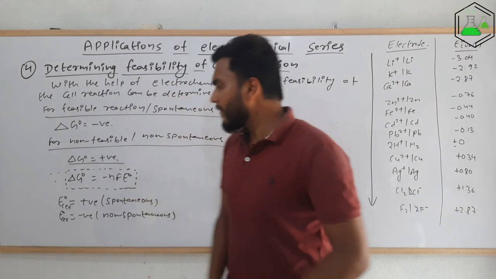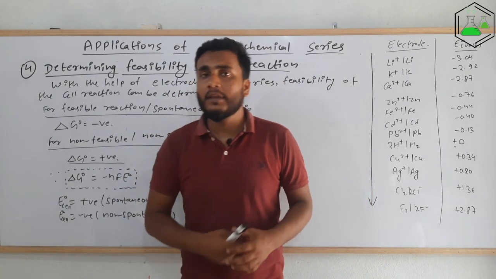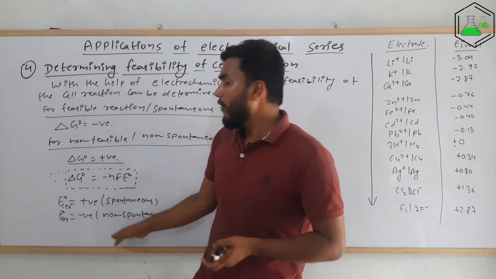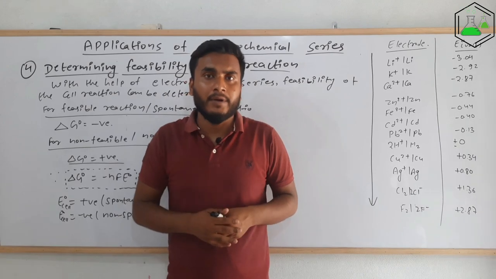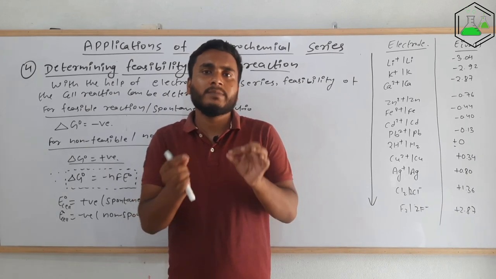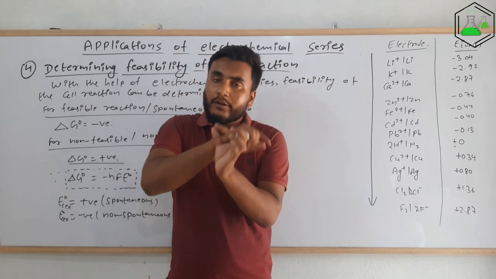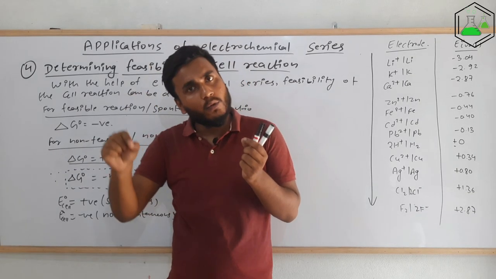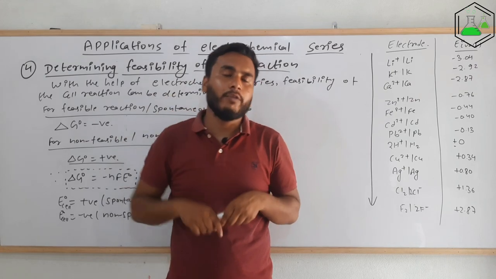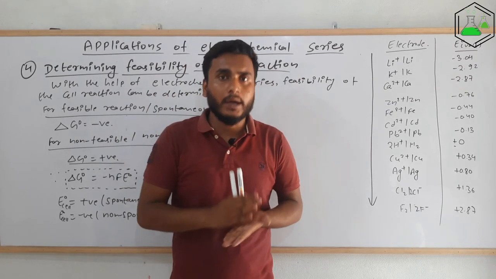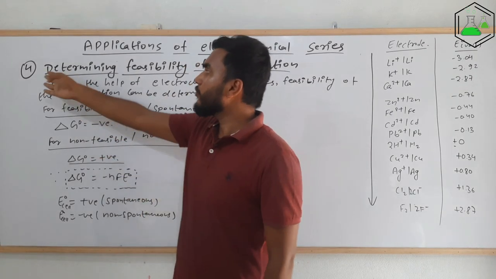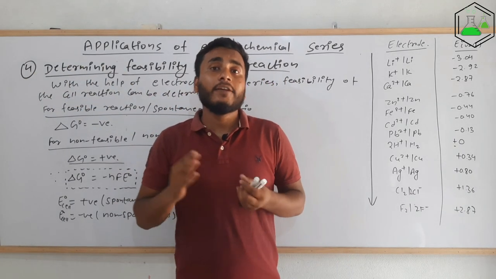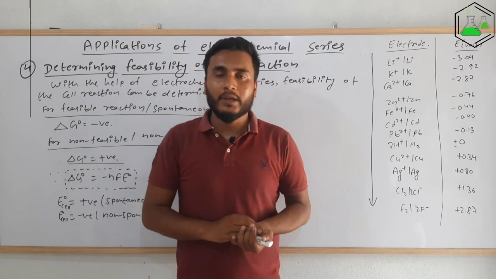And in case the value came to be negative, then obviously that cell would not work, because that would be a non-spontaneous or non-feasible reaction. We can make it work just by reversing the electrodes, that is, make the cathode the anode and the anode the cathode. If we do that, then it will start to work again. So now I hope you understood the fourth application of electrochemical series. Now let's see the fifth application of electrochemical series.